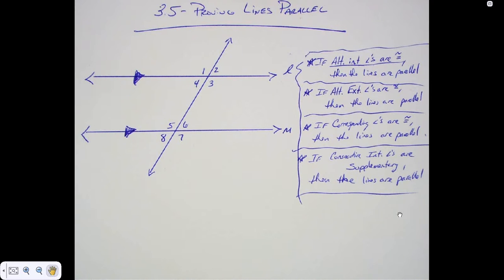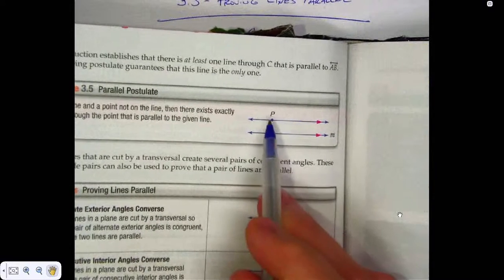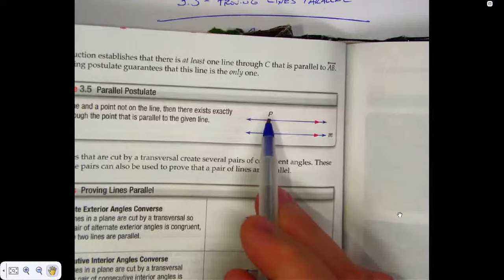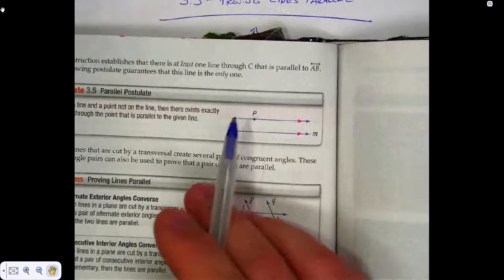All right. Okay, they have another theorem in here called the parallel postulate, which all it says is, say you had this line right here, M, and point P. How many parallel lines do you think I could draw through P? What do you guys think?